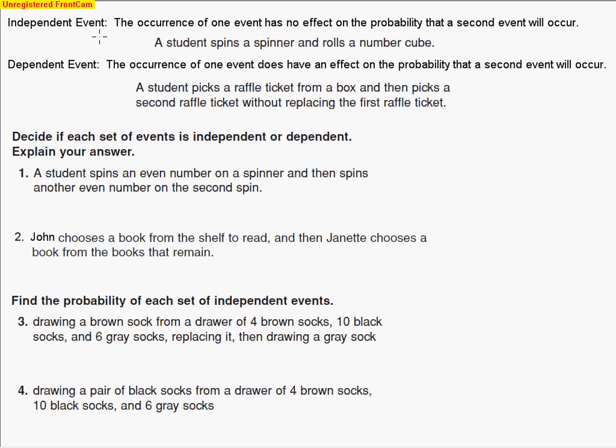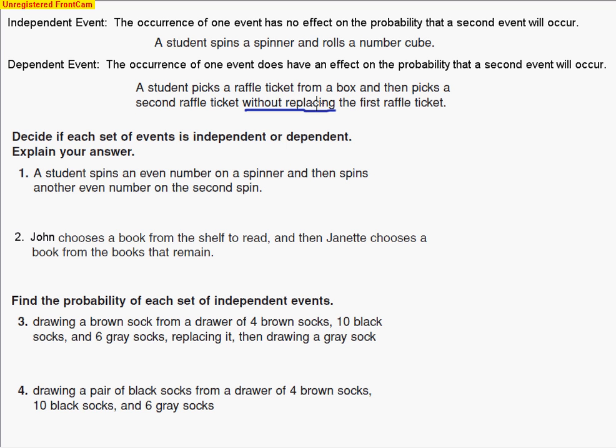Dependent events, though, are the opposite. The occurrence of one event does affect the probability that a second will occur. An example of that is a student picks a raffle ticket from a box and then picks a second one without replacing. And this is the key. Whenever you don't replace something, the probabilities change because we have fewer things left, fewer tickets in this case, to draw from. So the probability is greater on that second pick.